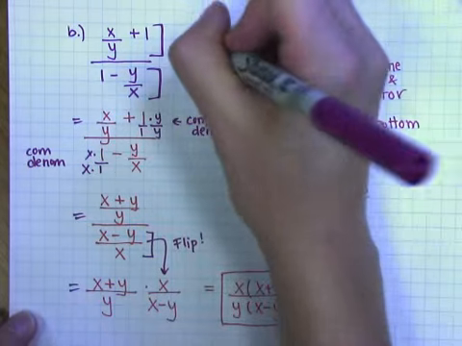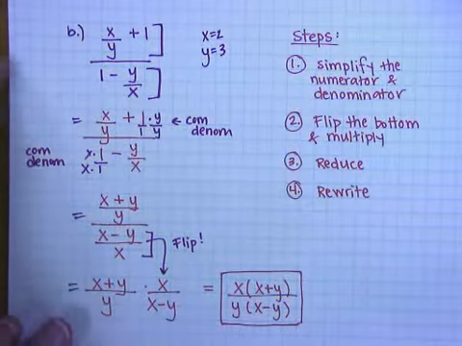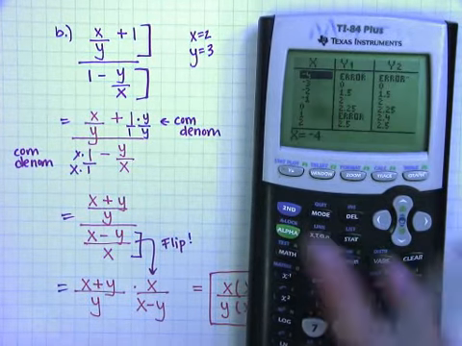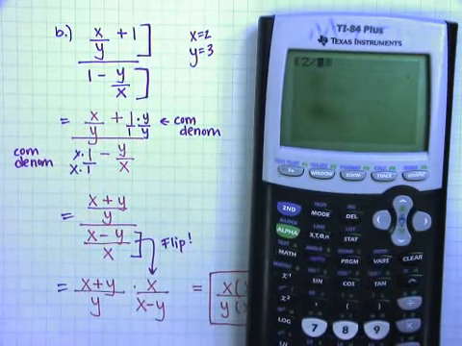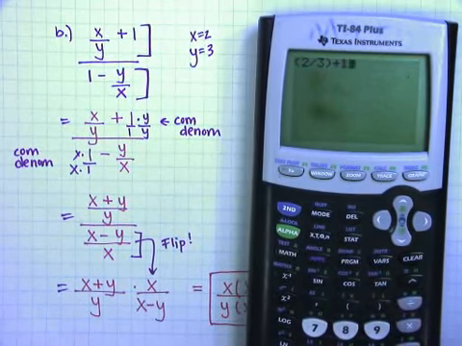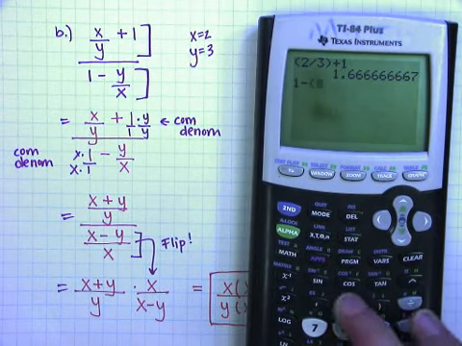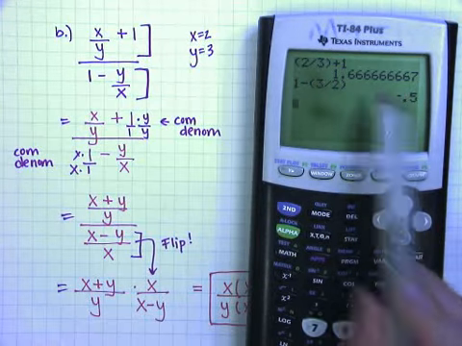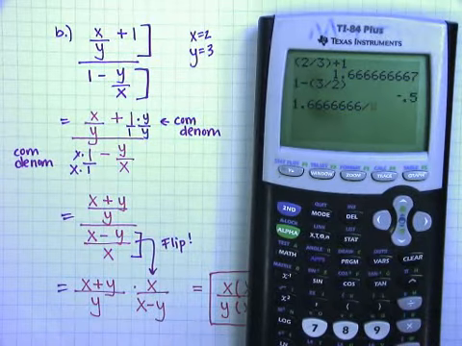So let's say up here I make x equal 2 and y equal 3. Okay. You don't even have to check your work on your paper necessarily. You can check it on your calculator. So if I make x equal 2 and y equal 3, I would have 2 divided by 3 plus 1. There's the numerator of my fraction. And 1 minus 3 divided by 2. There's my denominator. And now I want to take my numerator, so 1.66666 divided by my denominator, negative 0.5.